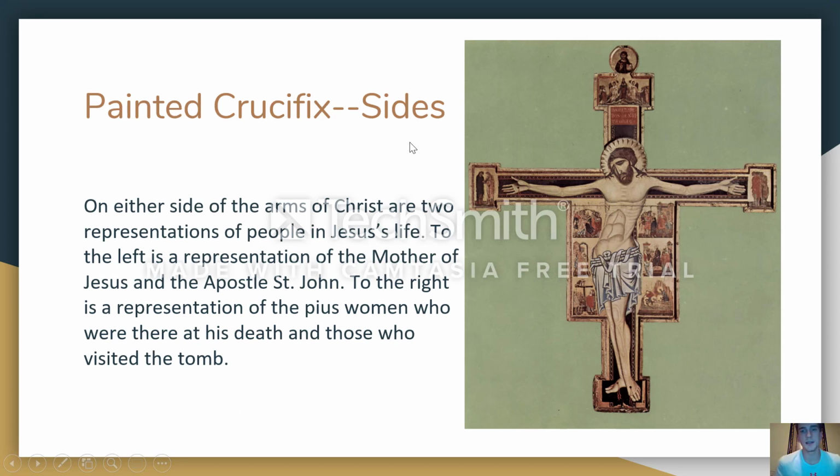So the sides of the Painted Crucifix, on either side of Christ's outstretched arms, you'll notice two additional scenes. One is of the mother of Jesus and St. John. Right here, John agrees to take care of her after the passing of Jesus. On the other side are the women who were at the cross when Jesus died. If you could see a closer view of either one of these individuals on each side, you'd notice the expressions on their faces that exhibit a feeling of sadness and agony at the loss of Jesus.